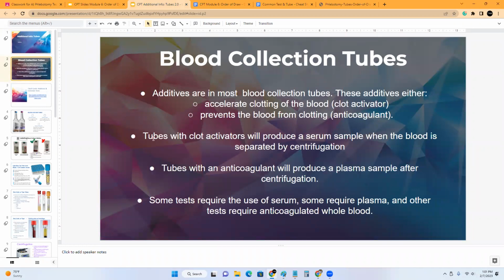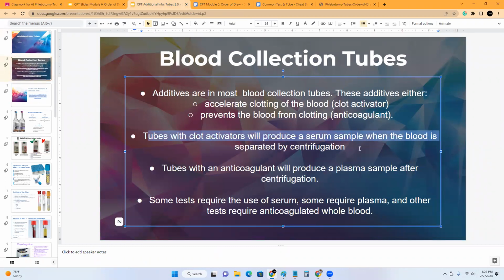We talked about the additives. Some are clot activators, some are anticoagulants. Tubes with clot activators will produce a serum sample when the blood is separated by centrifuge, which the centrifuging process is in the next mod, in mod 7. Tubes with an anticoagulant will produce a plasma sample after centrifuge. So before centrifuge, serum. After centrifuge, plasma, when there's gel involved. Some tests require the use of serum and some require plasma.